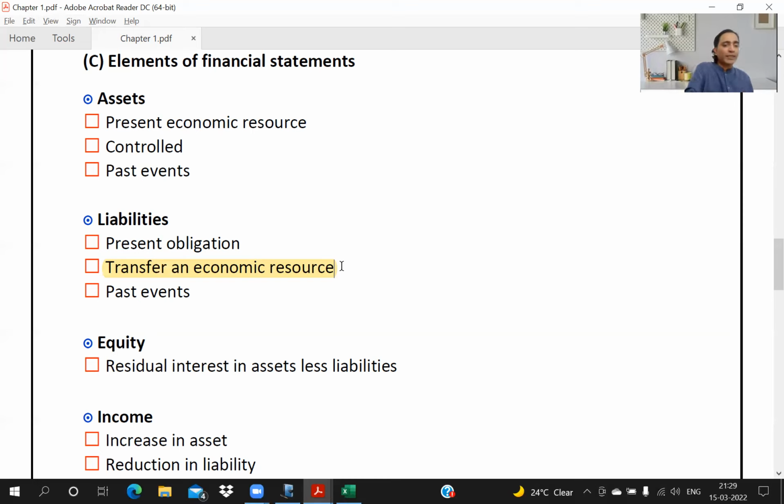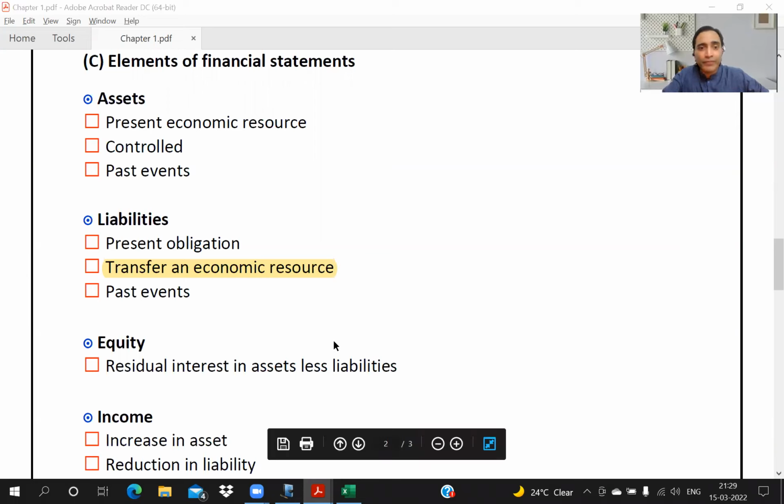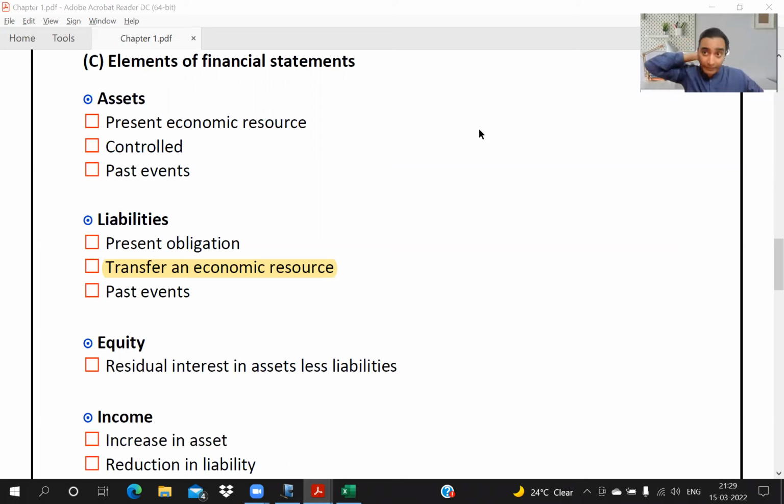Guys, please let me know in the chat. Have you understood the definition of assets and liabilities? I know it appears to be a little funny question, but as you have now understood, the definitions of assets and liabilities are a little practical now.